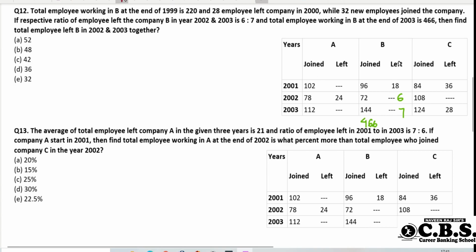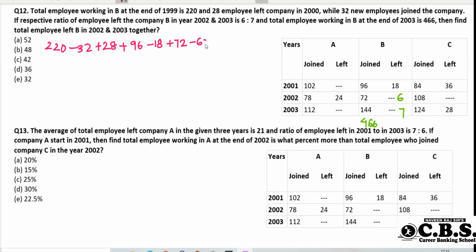What is the total number of employees in 1999? There are 220. So I'm going to explain very clearly. There are 220. How many joined? 32 joined. How many left? 28 left. Okay. Next, how many joined in 2001? 96. How many left? 18 left. And how many joined? 72 minus 6x. How many joined? 144 minus 7x. Its total, how much is it? 466. You can add the values. Okay, so this is 224.